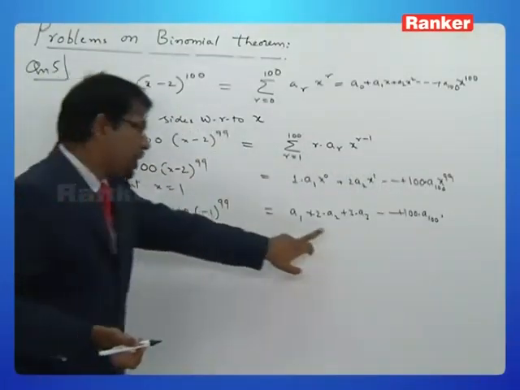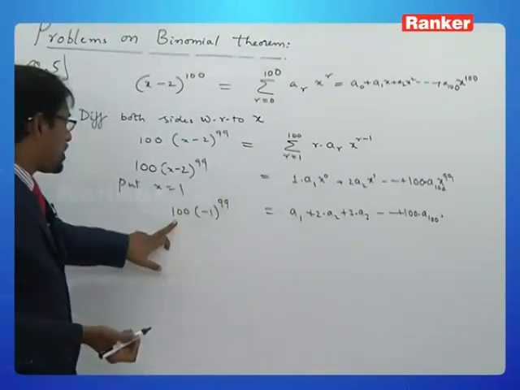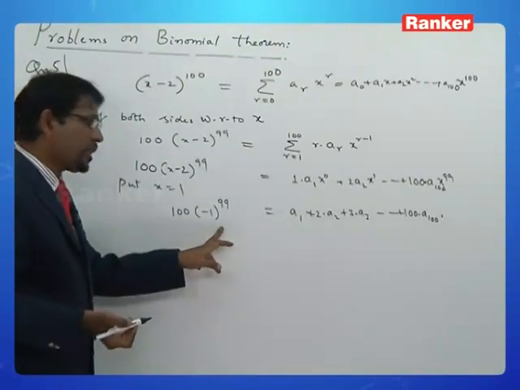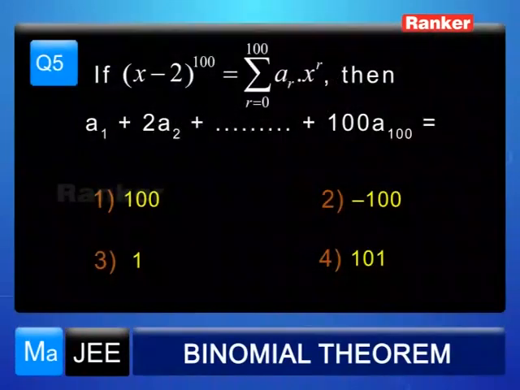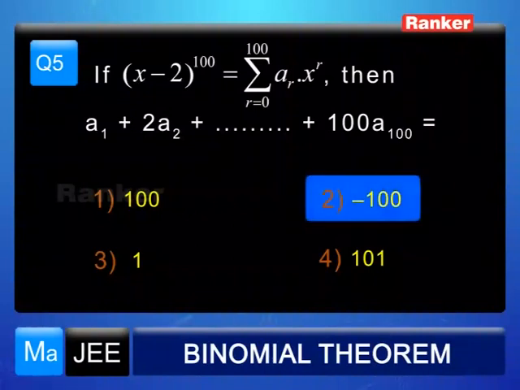Now this is what we wanted actually. So what is that coming out to be? (−1)^99 is anyway −1. So what we have here is −100. Therefore the answer is option 2.